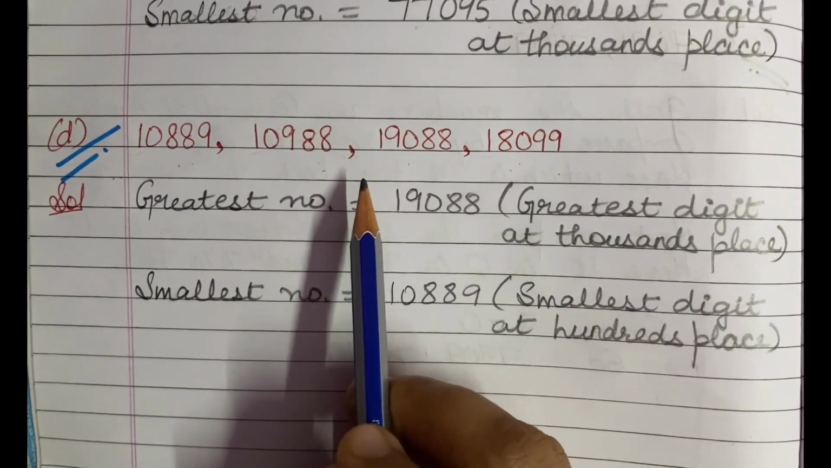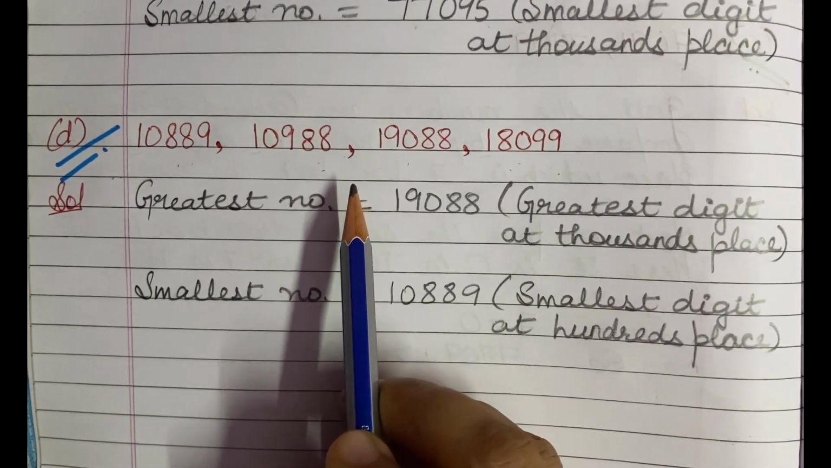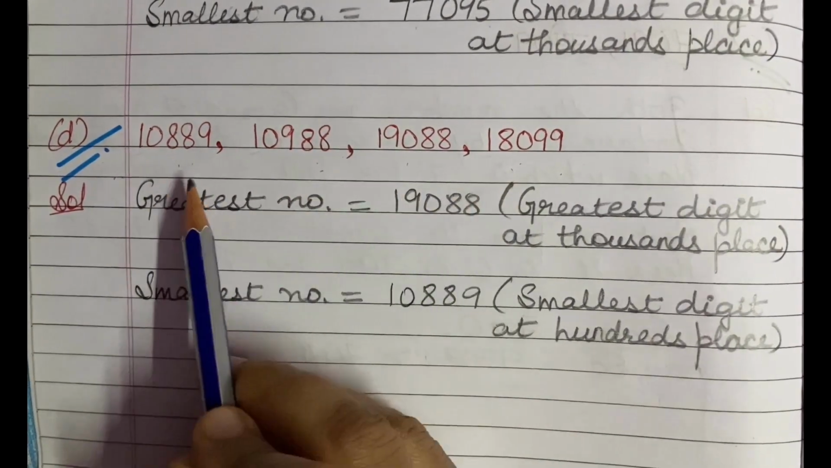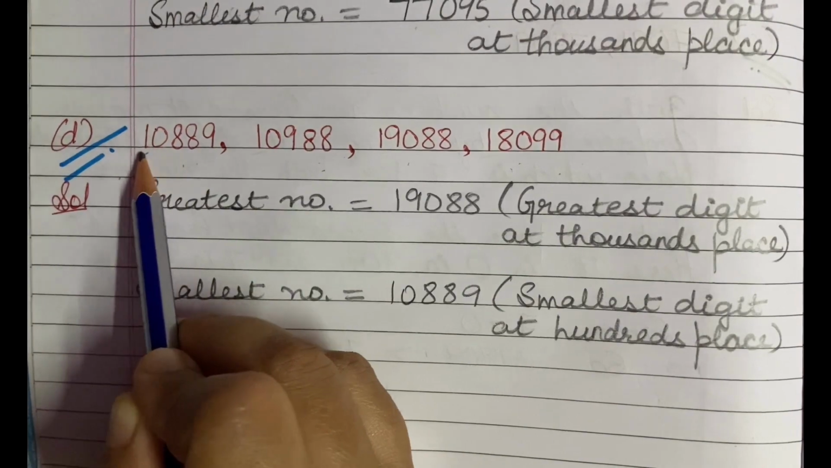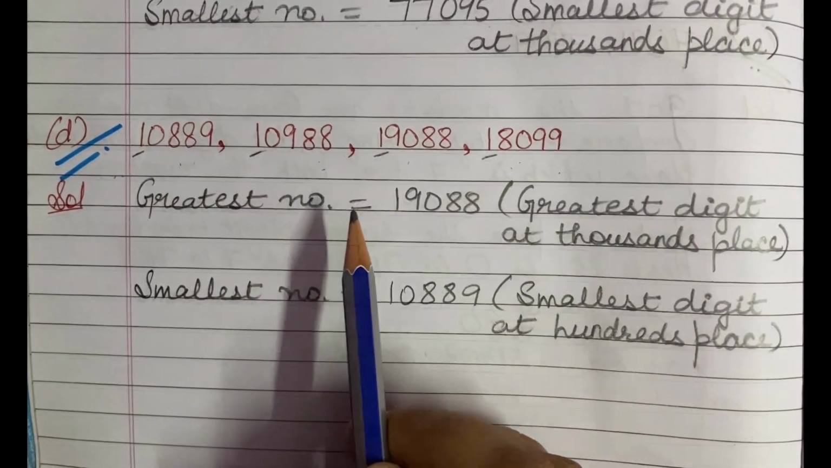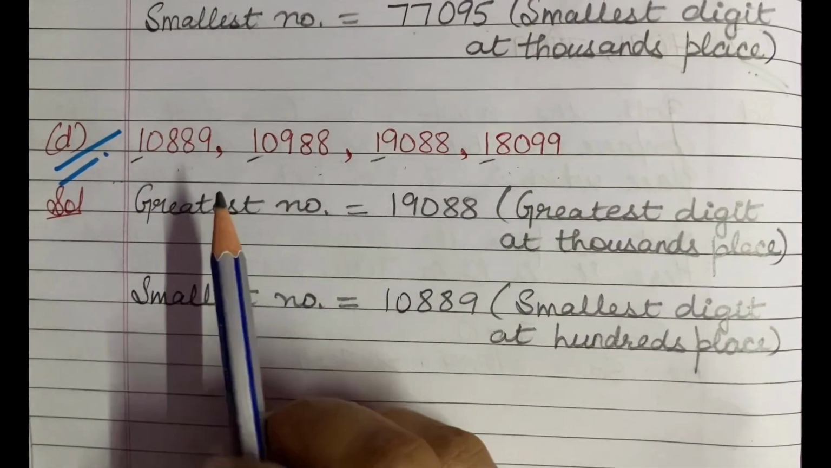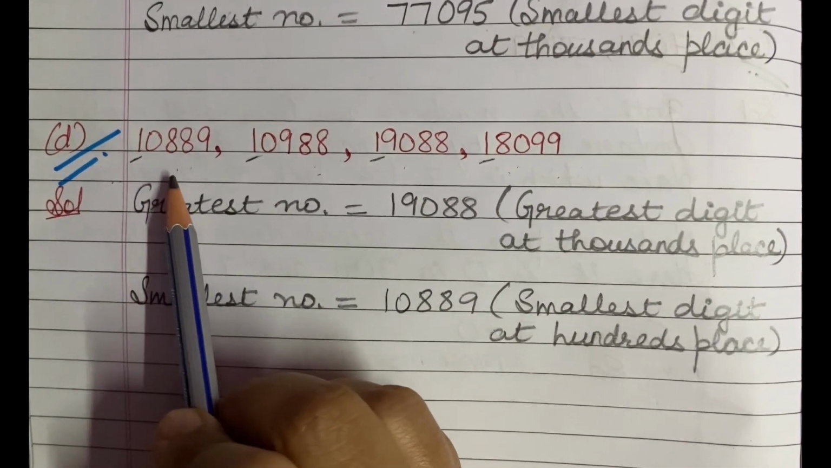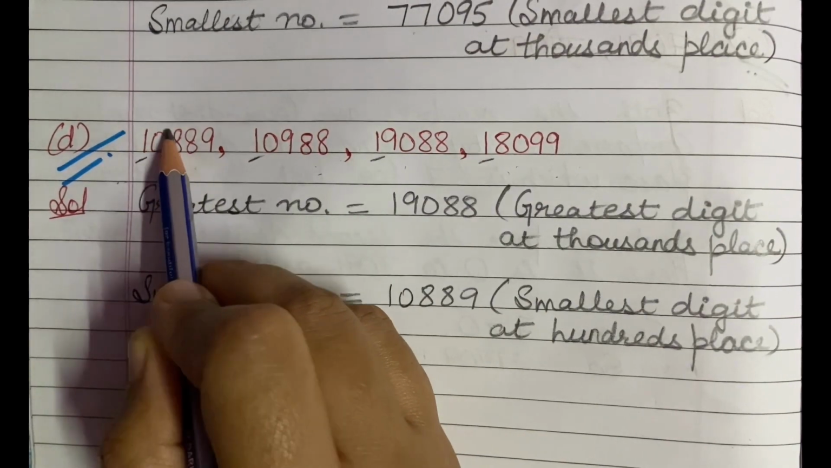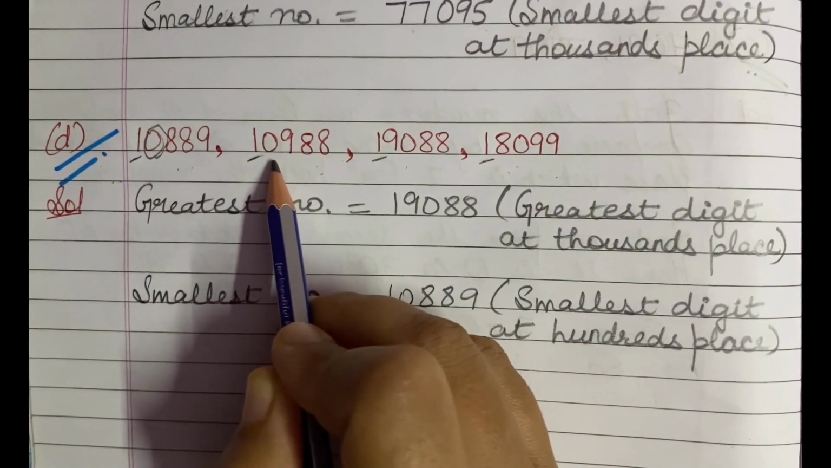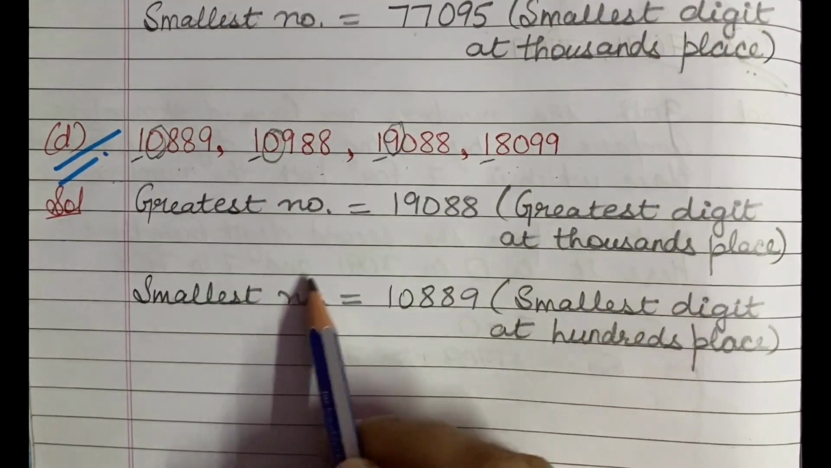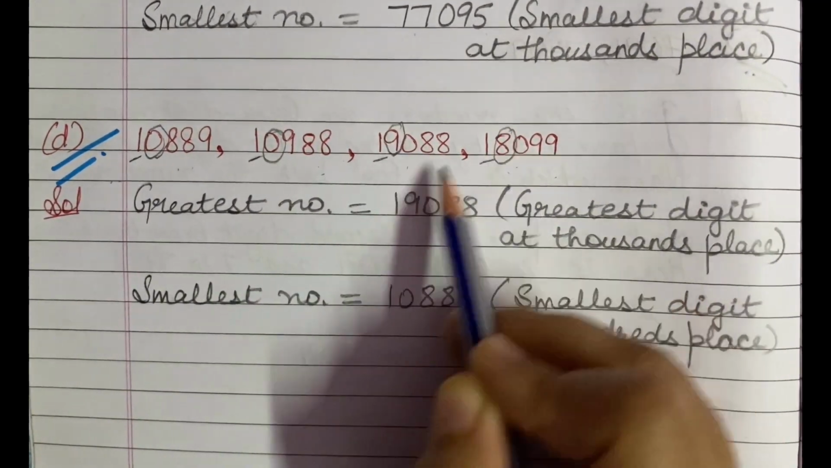So in the next step we will start looking at the leftmost digit in each of these numbers, and the leftmost digit in each of these numbers is 1 each. That means same. So we will look at the digit at the thousands place, and in the first number the digit at the thousands place is 0. In the second number again 0. In the third number we are having 9, and in the fourth number we are having 8.